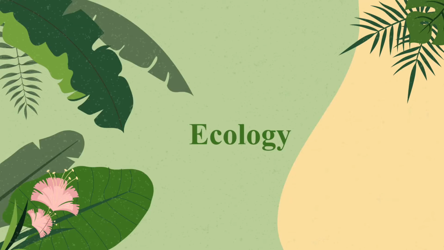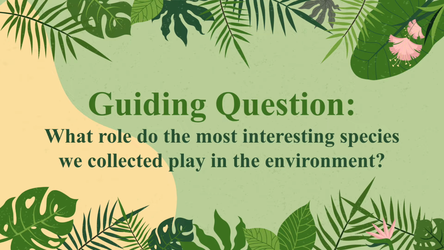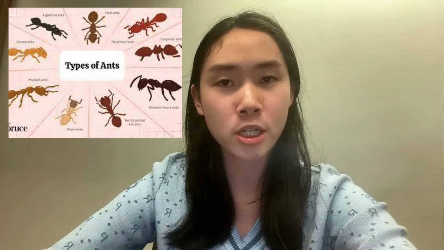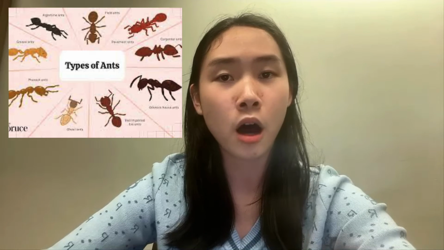We chose ecology as the focal point of our final project. Next, the aspect that our group focuses on is the roles the most interesting organisms play in our environment. The first group we want to share is ants. We got 4 ants in 3 species in total, and they are all omnivores.